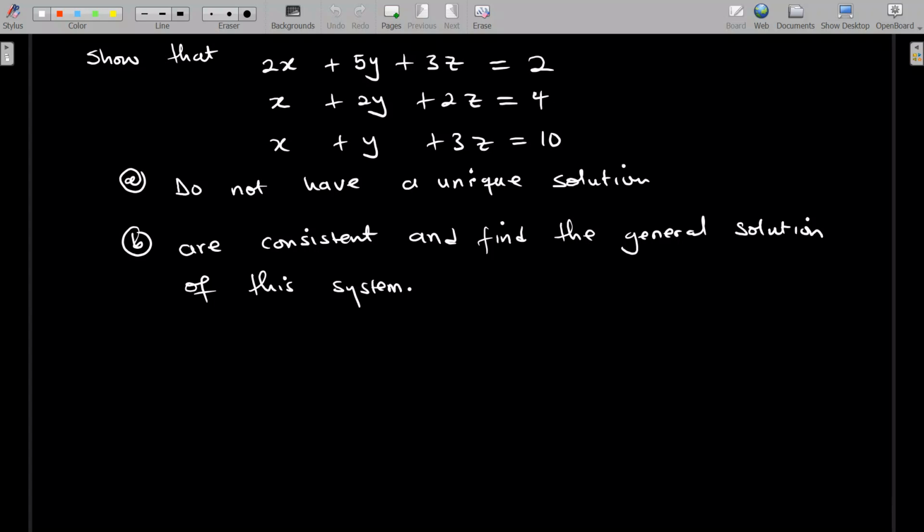Welcome to this lesson of our study of linear algebra. In this lesson I'm going to go through how to show that a system has no unique solution, and if the system is consistent, how to find the general solution. All right, so I have the system here, and I want to show that the system does not have a unique solution.